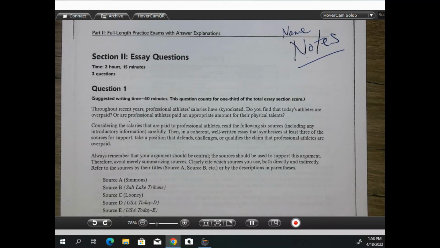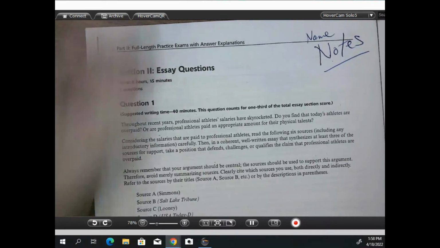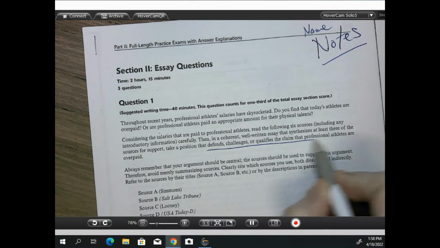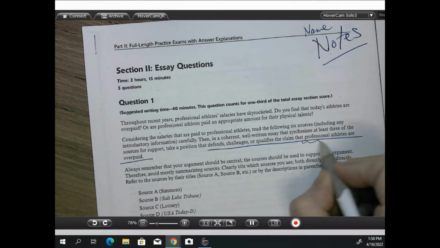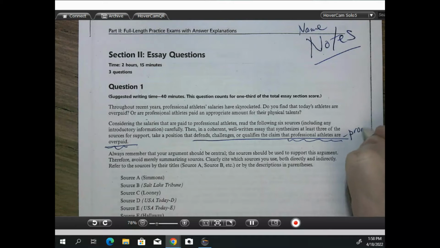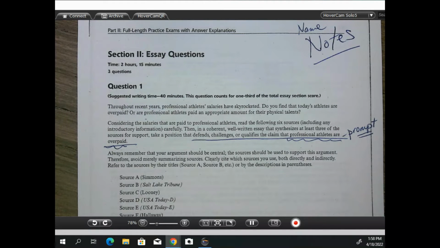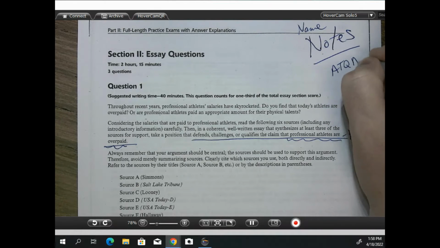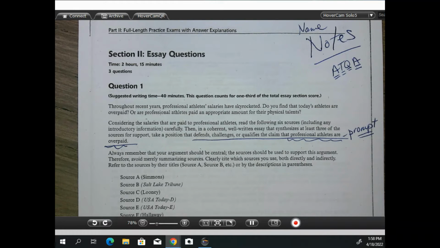What did you underline? Yep, defense challenges or qualifies the claim that professional athletes are overpaid. That is your prompt. That is what your thesis must focus on. That is what you are reading to find evidence to either prove or disprove. But one of the big things that you're going to be graded on when you do the AP test is ATQA. Answer the question asked. Don't go off topic. So you have to answer the question that's actually been asked.